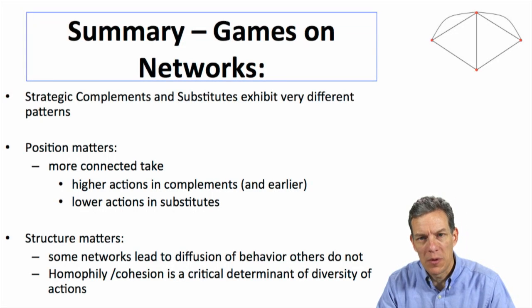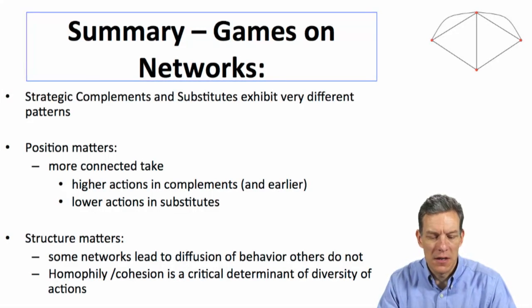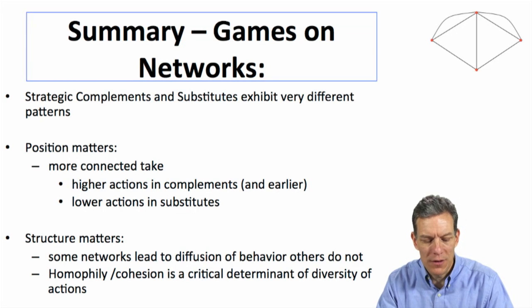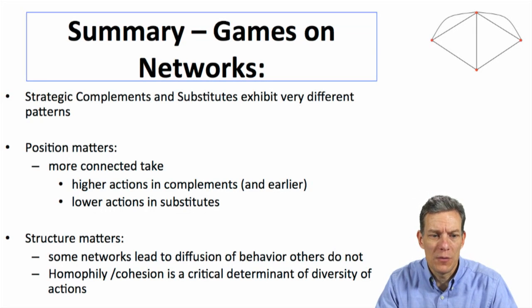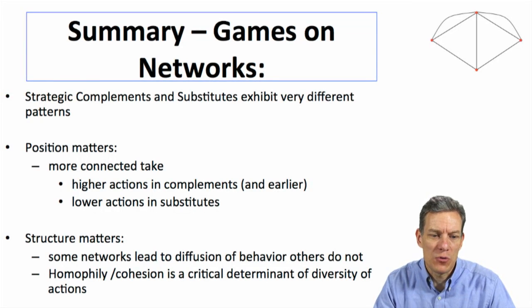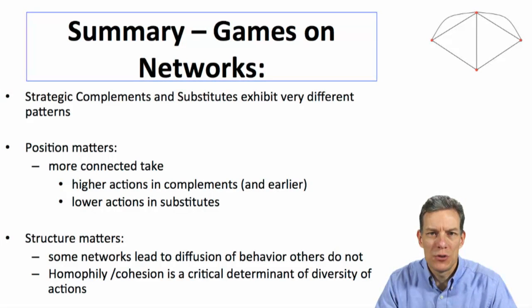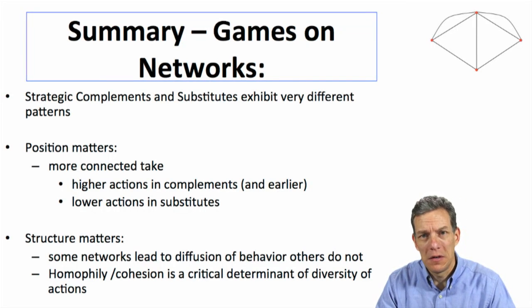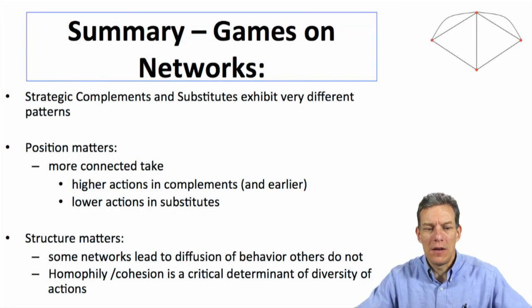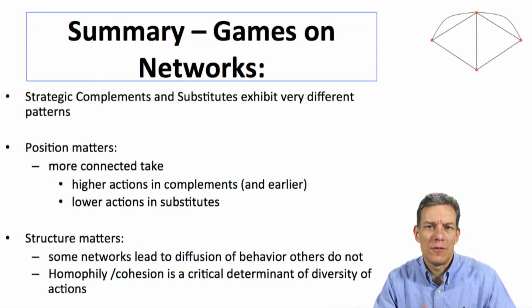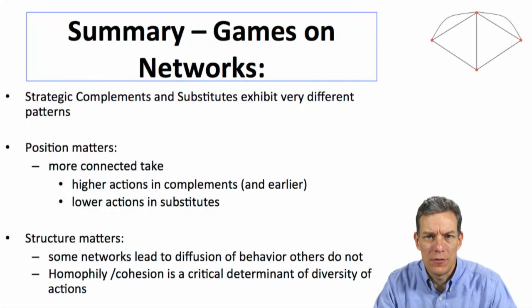Position matters, so people that are more connected are going to take higher actions in complements, and lower actions in substitutes. You can say certain kinds of things in certain settings about how position matters in a network. Structure is going to matter, so some networks are going to lead to more diffusion of behavior or wider spread behavior than others. Homophily and cohesion are going to be critical determinants of whether you can sustain diversity of actions, what kinds of actions might be going on in different parts of a network.